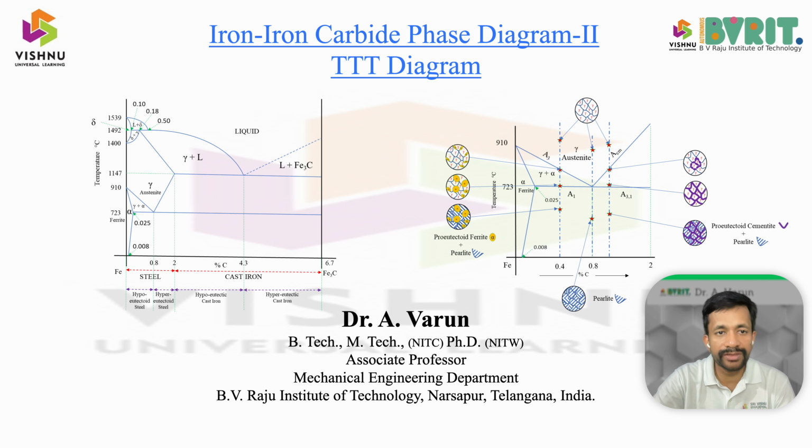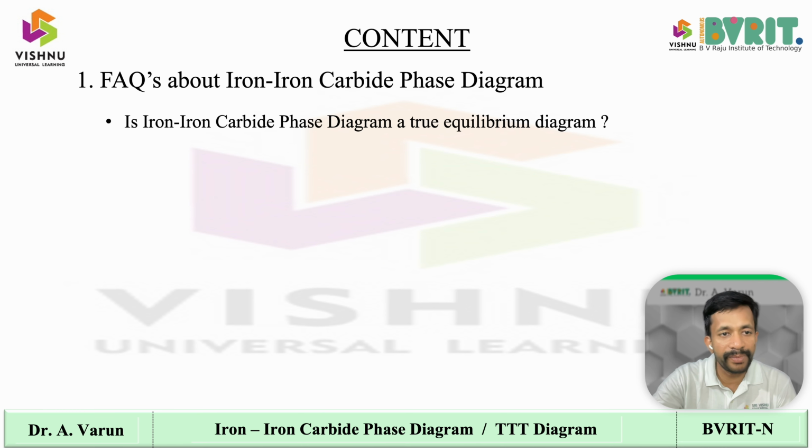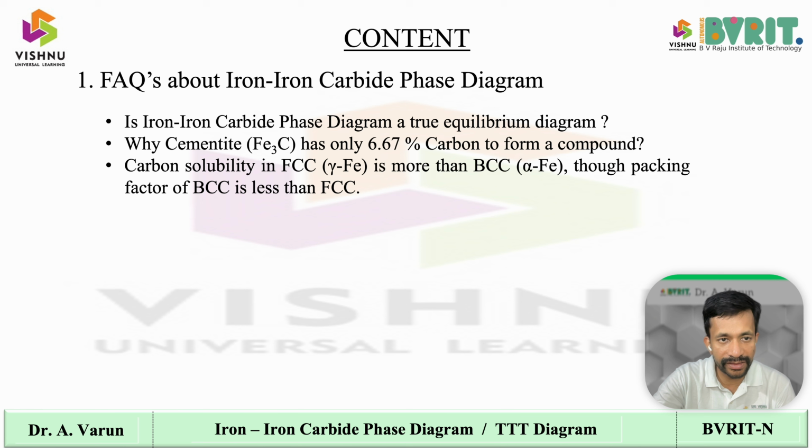If you have not watched my previous video, please do go and watch that video and then come back. So what we are going to discuss today in this video is, basically, is the iron carbide phase diagram a true equilibrium diagram? Then, why does cementite Fe₃C have 6.67% of carbon to form a compound? Like I promised, we will be discussing that in this session.